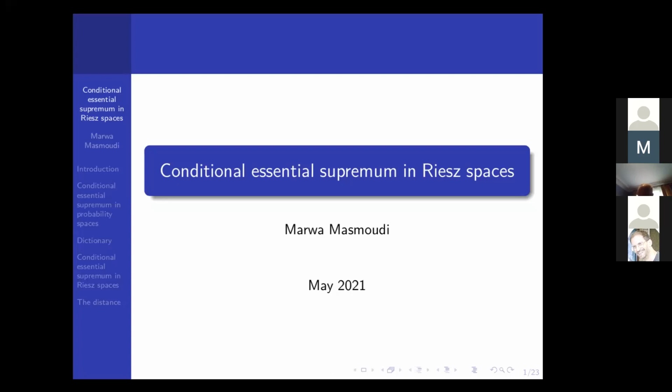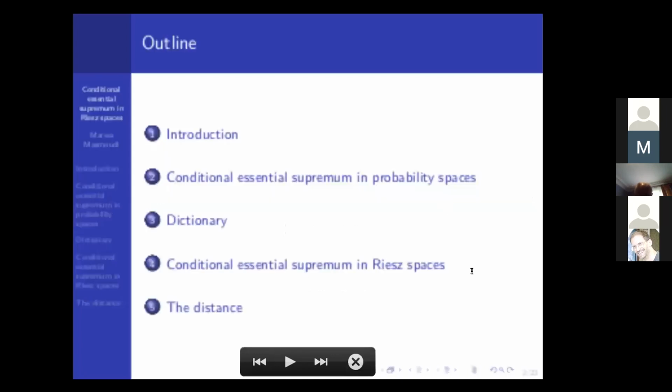So hello, everybody. Before we begin, let me introduce myself. I'm Marwa Masmoudi, a PhD student at the University of Tunis, Tunisia. I want to thank the organizing committee for giving me this opportunity to participate in the conference. Today, I'm going to talk about conditional essential supremum in Riesz spaces. This is a joint work with Youssef Azouzi, Mohamed Amin Ben Omar, and Bersaf Sharif.